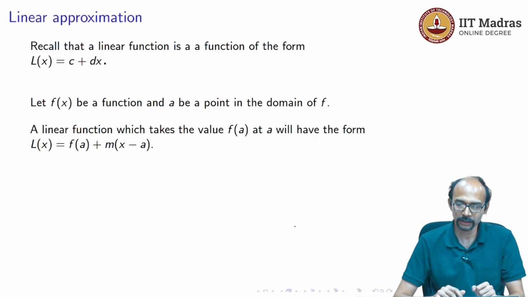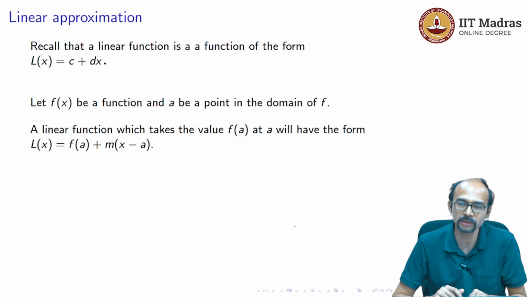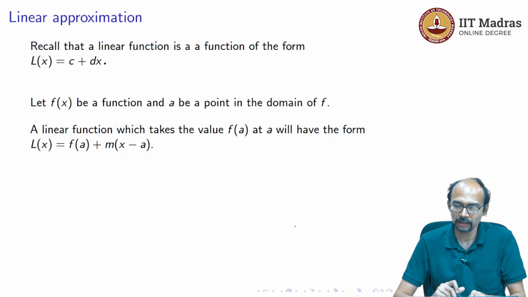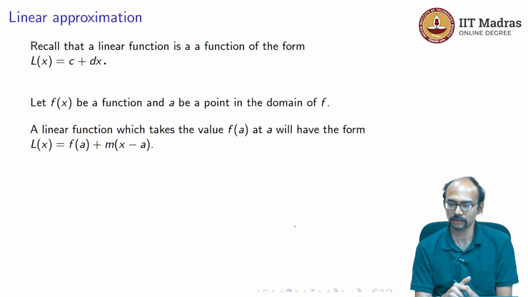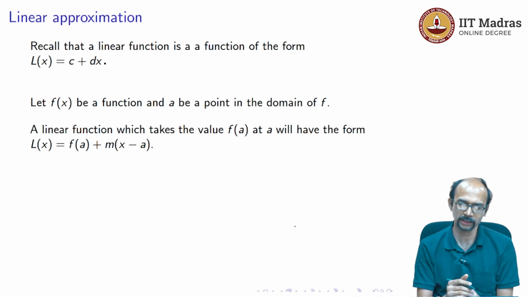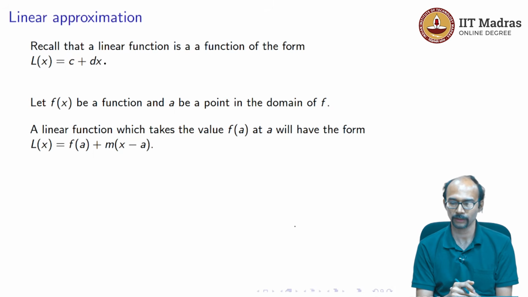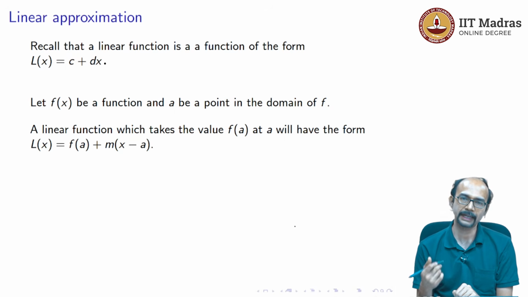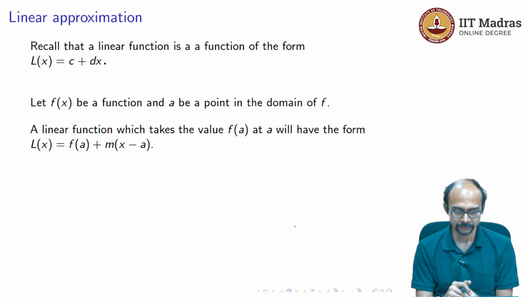So, if you have L of x is f of a plus m times x minus a, then m is the slope. And how do I know that this is the linear function which takes the value f of a at a? Because if you put x equal to a, then indeed on the right hand side you get f of a. So, L of a is equal to f of a. So, it will pass through the point a comma f of a. So, that means the graph of the function L at the point a will be the same as the graph of the function f at the point a. Okay.